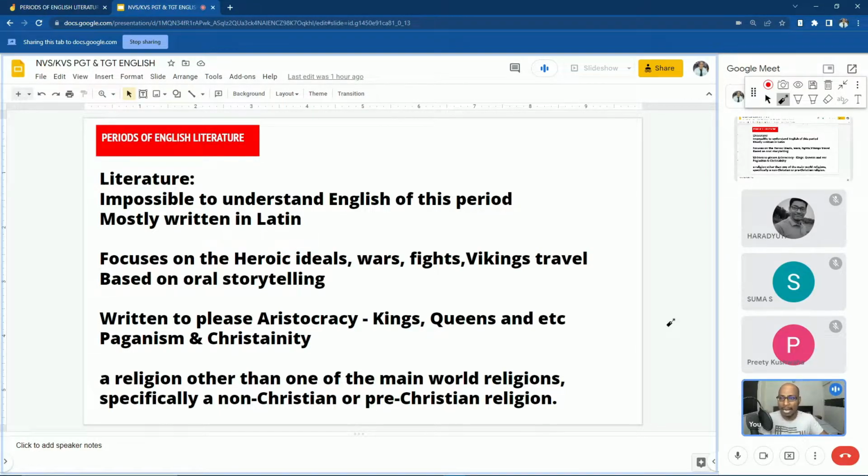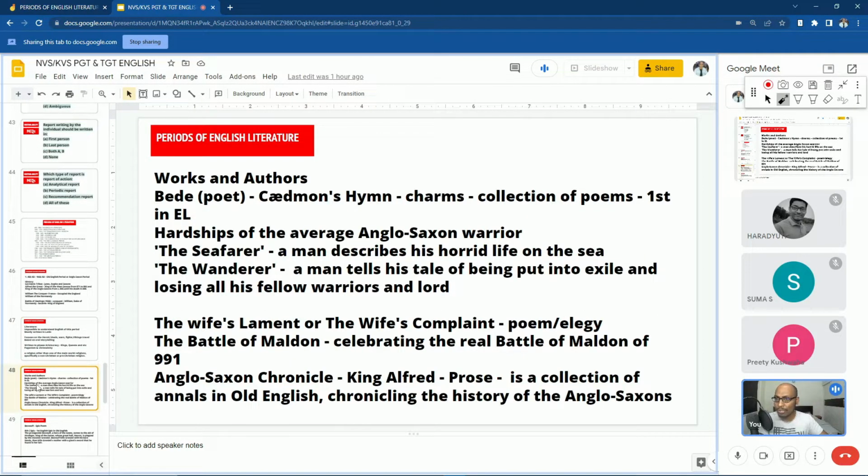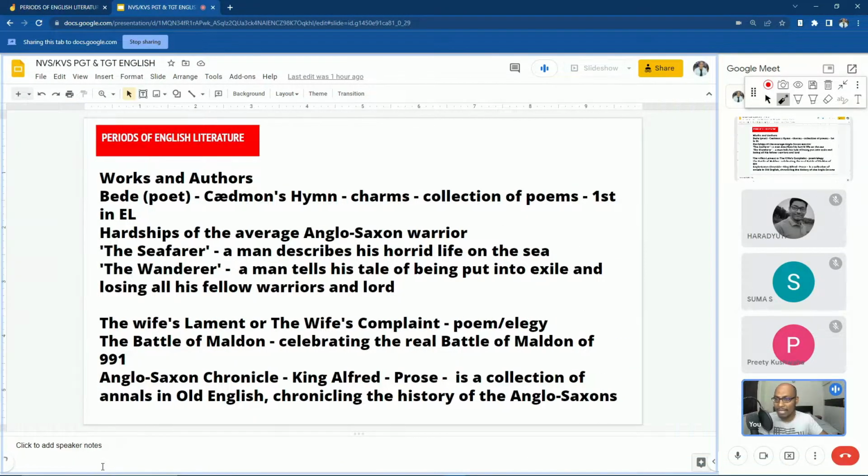You just understand this part of Old English literature. It is very difficult to read and write. So in the examination, they may ask you which age or period's literature is too difficult to understand. Then that is Old English period literature. Then let us go to the works. What are the major works and who are the major authors during this Old English literature?